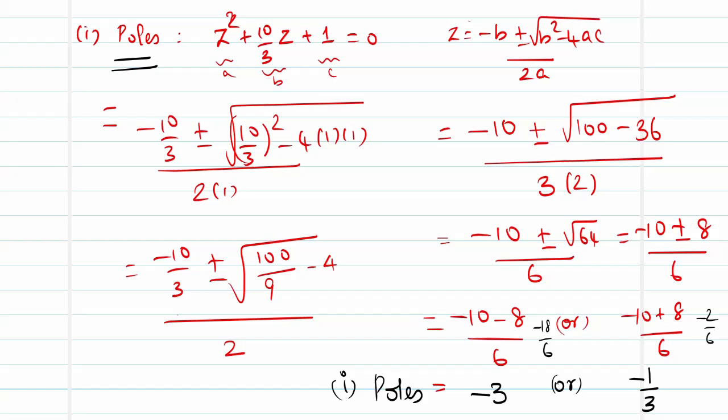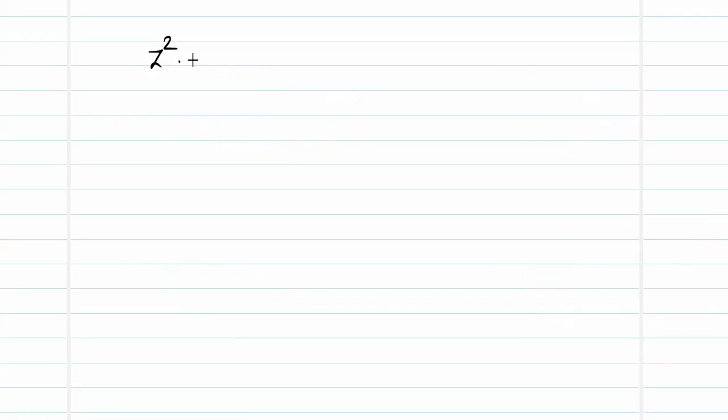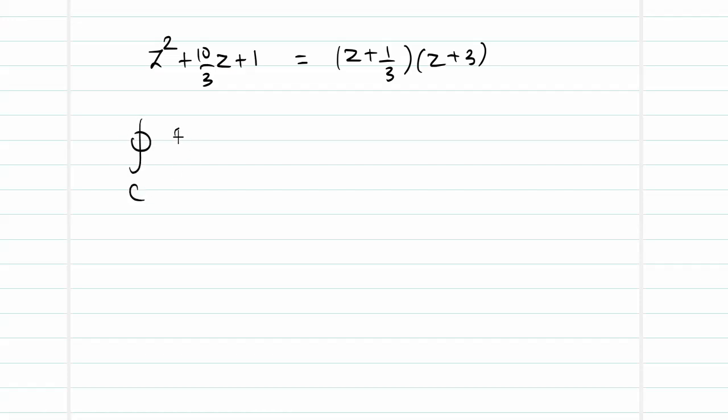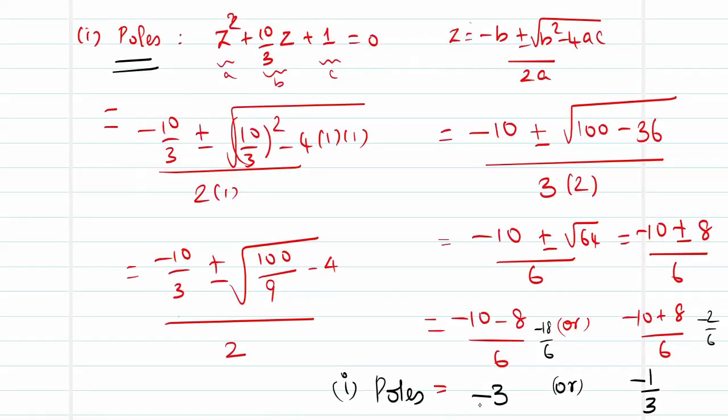In which case what I can do is I can replace z square plus 10 by 3 times z plus 1 in the format z plus 1 by 3 times z plus 3. This is how I can rewrite this expression in terms of the poles. So I now have the integral over c of 2 divided by 3i dz divided by z plus 1 by 3 times z plus 3, with my poles to be equal to minus 3 or minus 1 by 3.